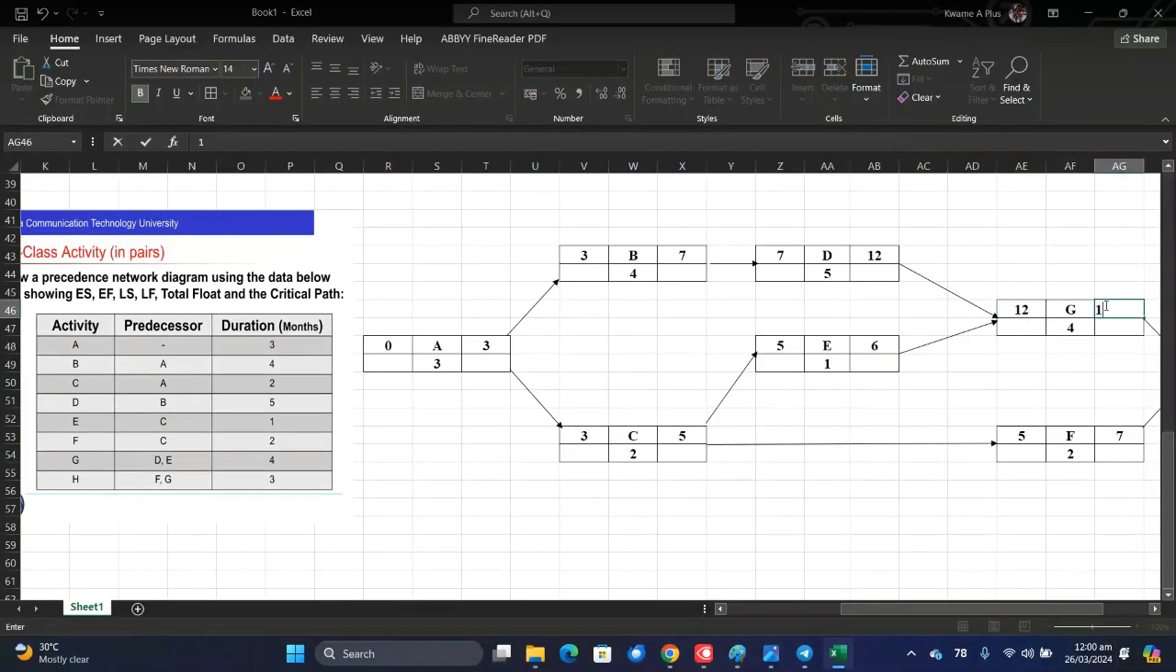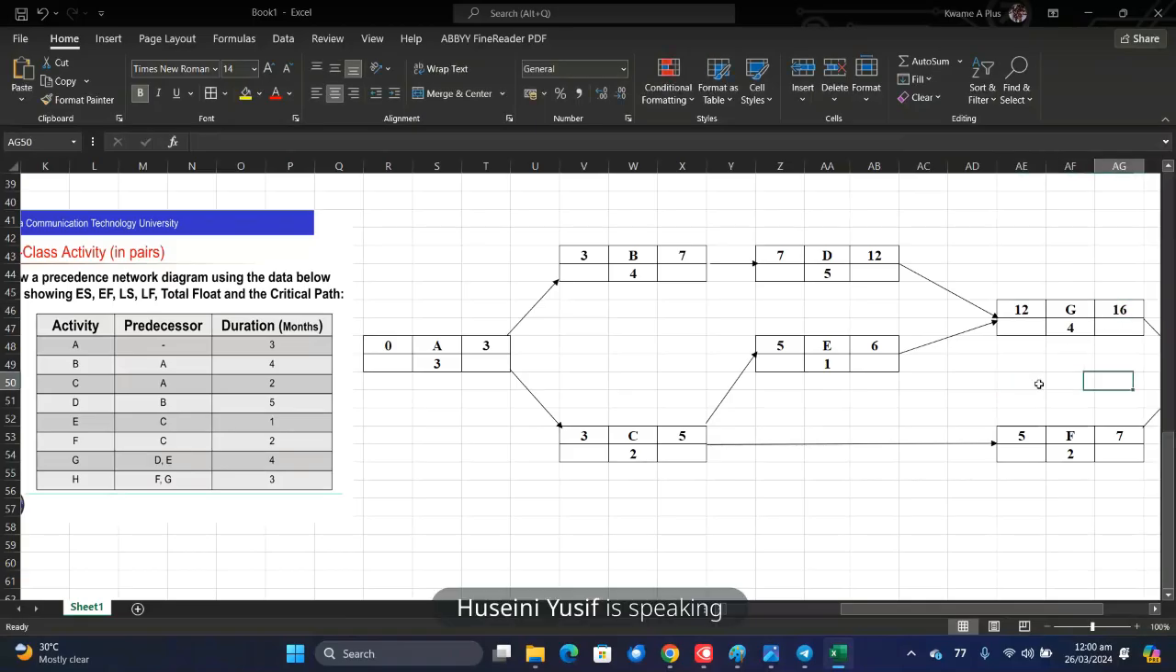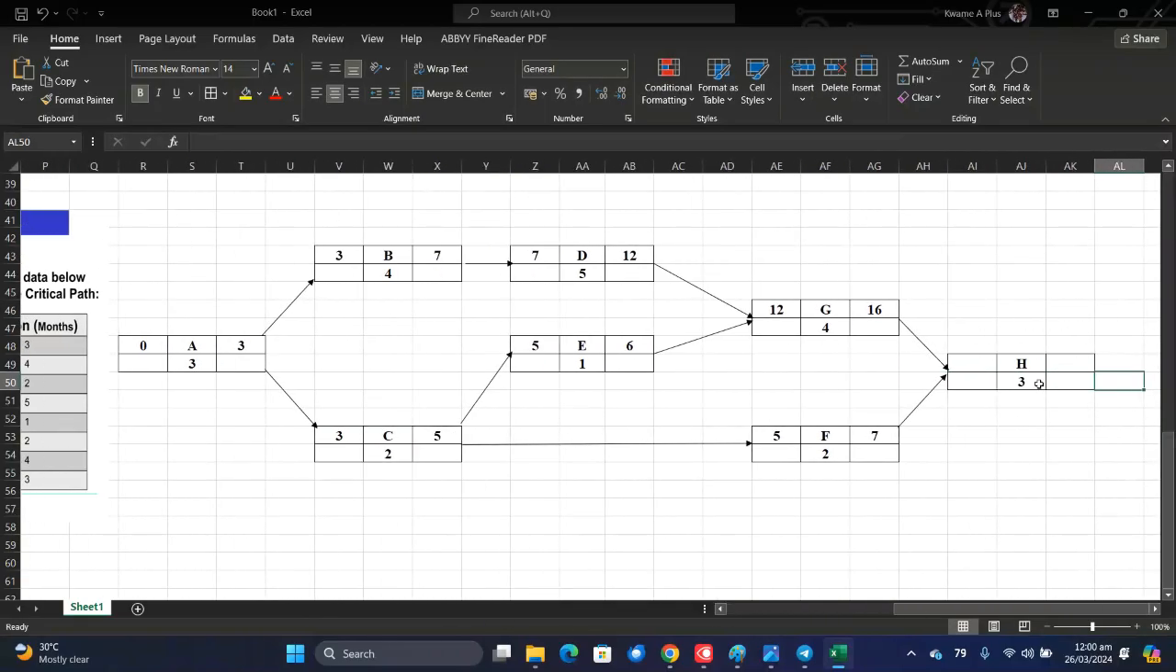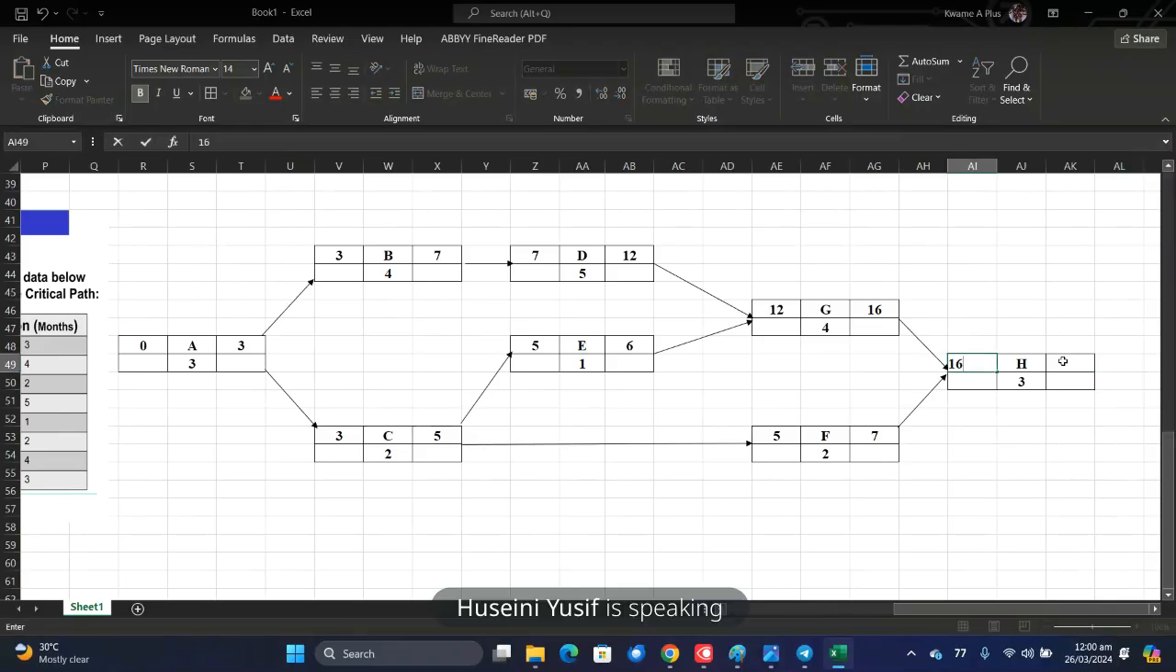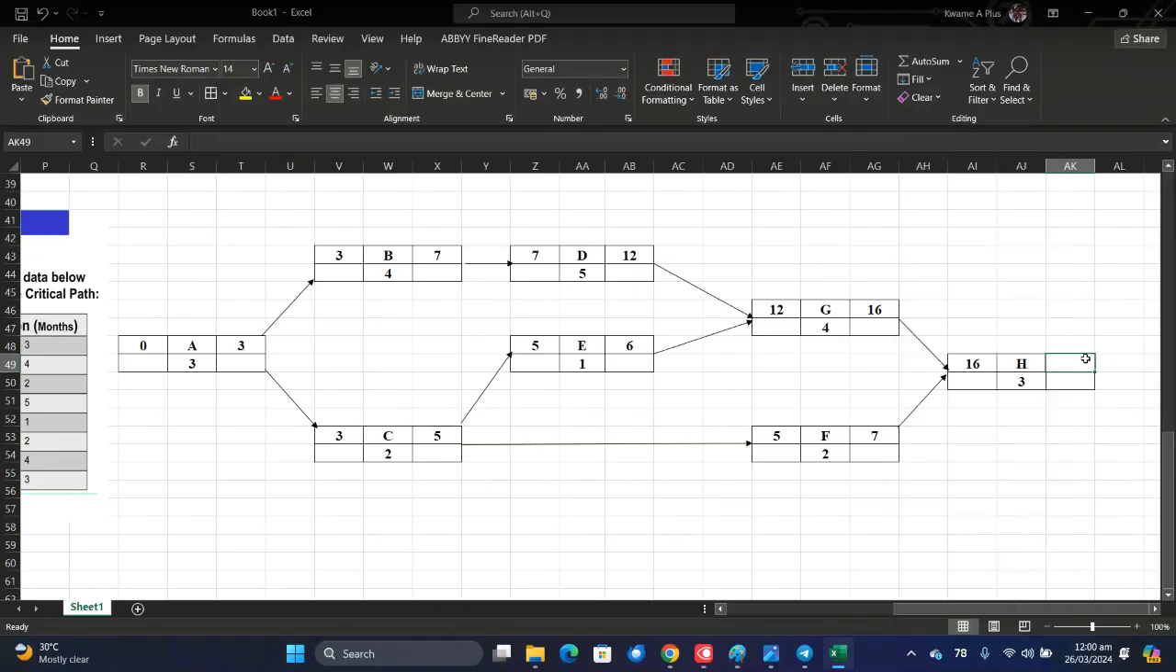And then we put what? 16 here. And then between this and this, I think we put 16, right? 16. And then here becomes what? 19. Alright, so we've done the earliest start and the earliest finish. So we have to do the latest start and then the latest finish. That is the backward pass. Okay, backward pass.